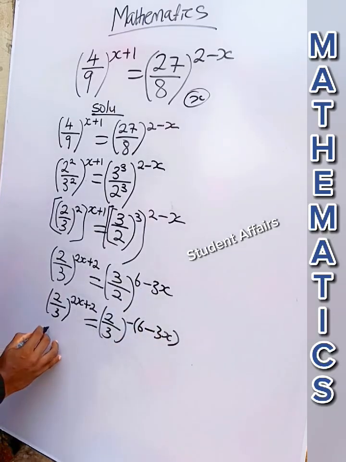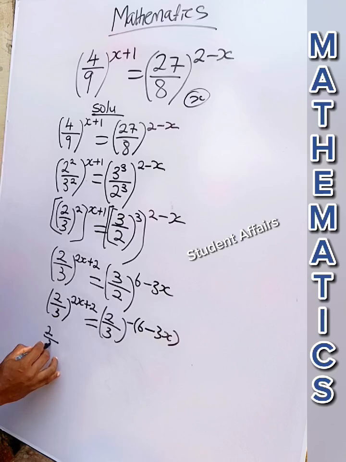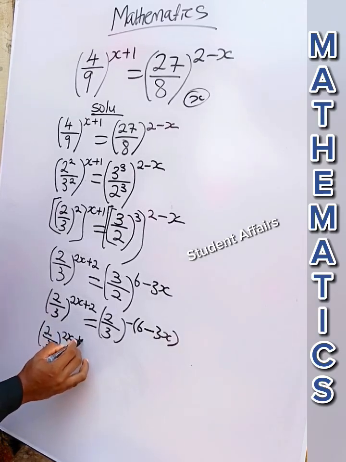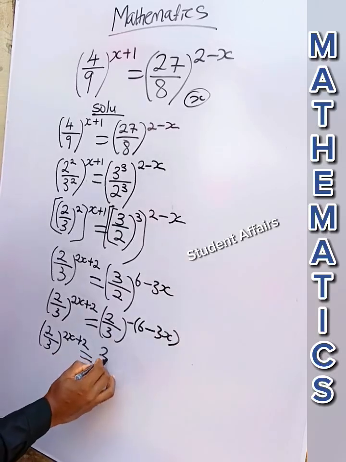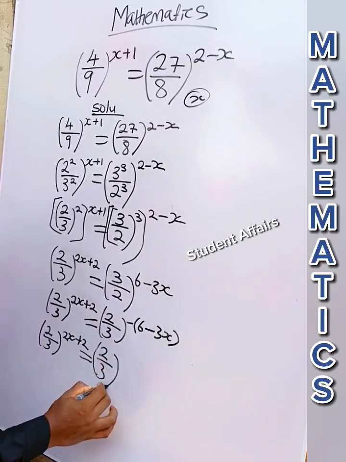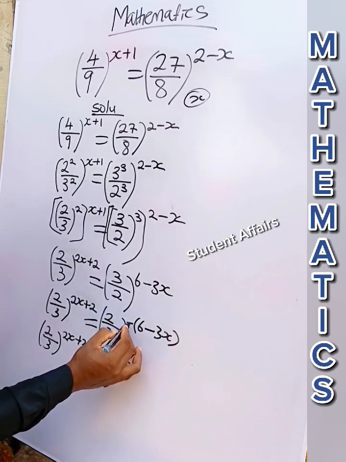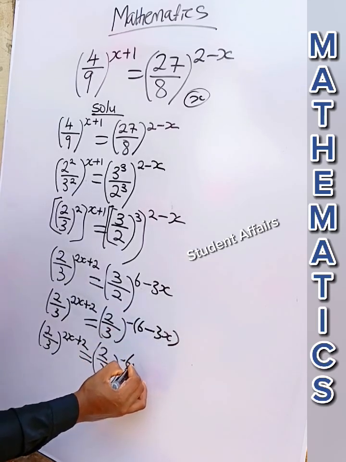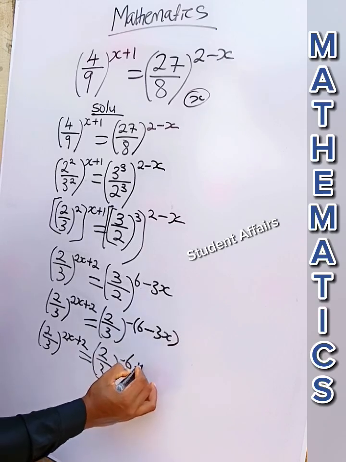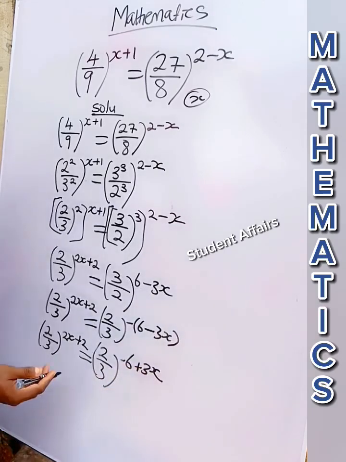All right. (2 over 3) raised to power 2x plus 2 equals (2 over 3) raised to power minus times 6 gives you minus 6. Minus times minus is plus. So we now have plus 3x. Because their bases are now the same, base can cancel base, so that you can equate the powers.